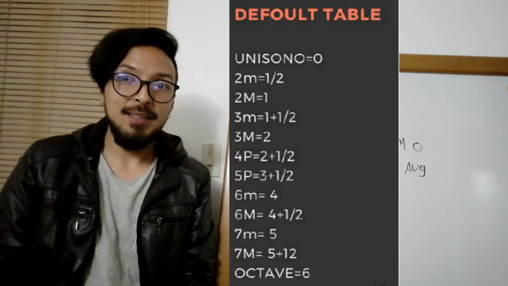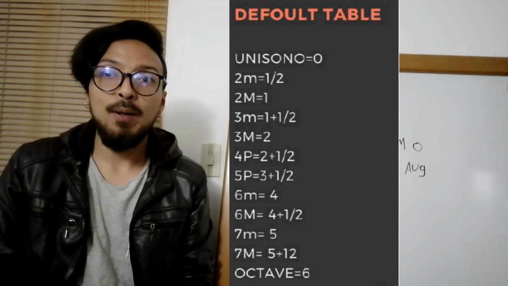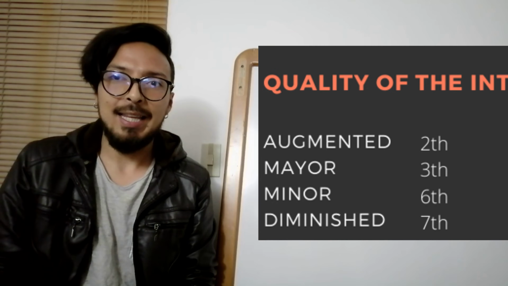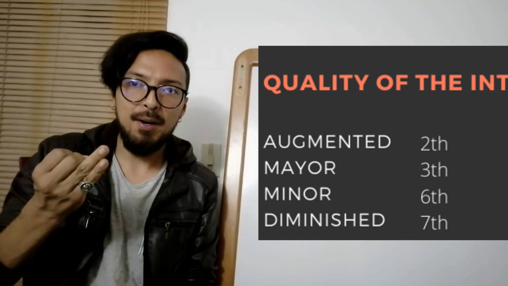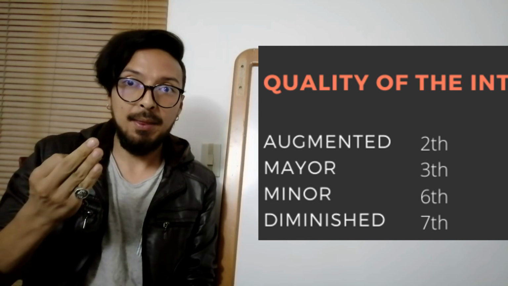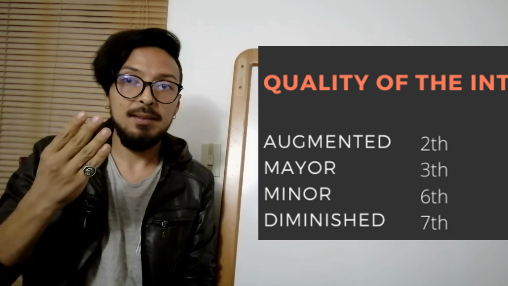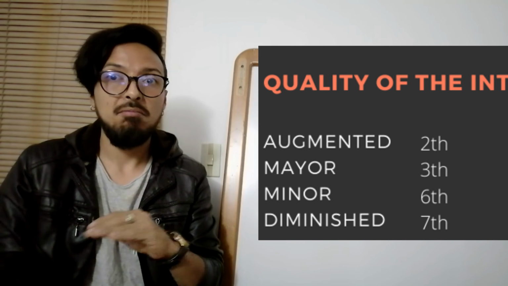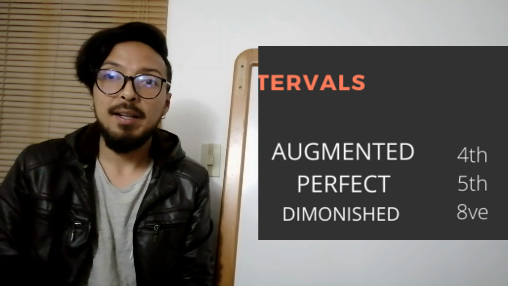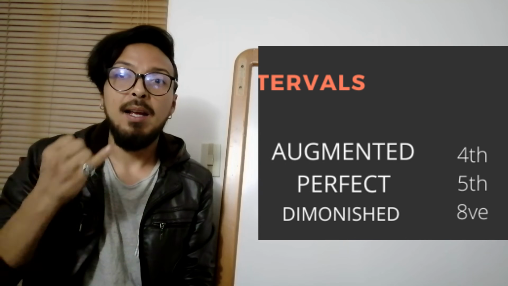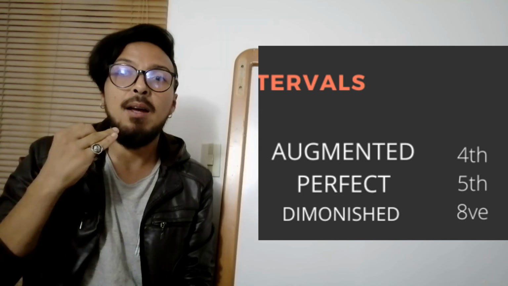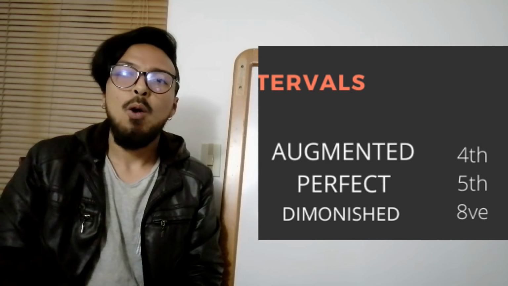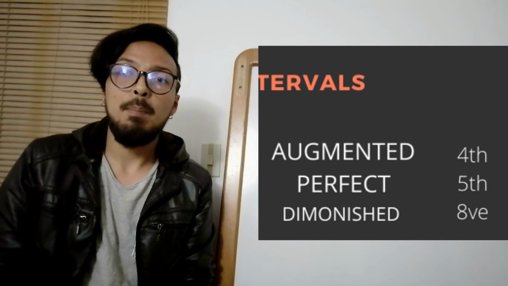Only to have peace of mind, I'm going to show you the next table here. So for intervals like second, third, sixth, and seventh, we use minor and major. That's it. For unison, fourth, fifth, and eighth or octave, we are going to use the adjective perfect.